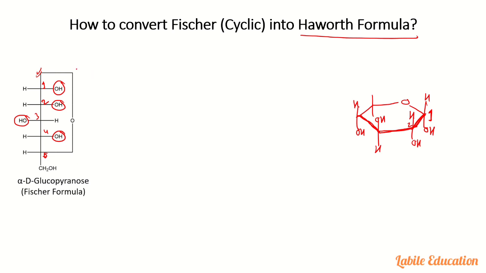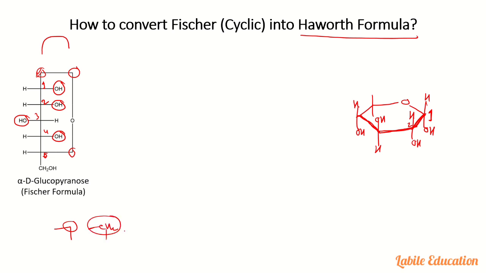And one more thing, whenever we are drawing this Fischer formula, cyclic formula, we should draw these corners like curve. Like suppose that this is like this curve, and similarly below here, because if we are drawing these corners like this, it is supposed that these are the CH2 groups.